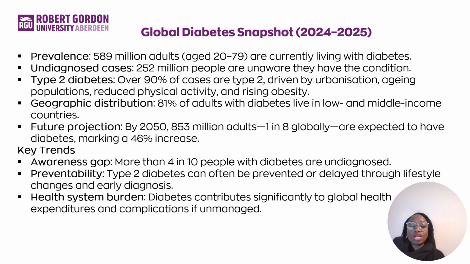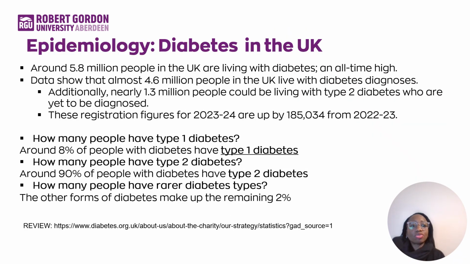So more than 4 in 10 people with diabetes are undiagnosed, and type 2 diabetes can be prevented or delayed through lifestyle changes and early diagnosis, as I mentioned earlier. And this is a burden to the healthcare system, and it does contribute to significant global health expenditure and complications if unmanaged.